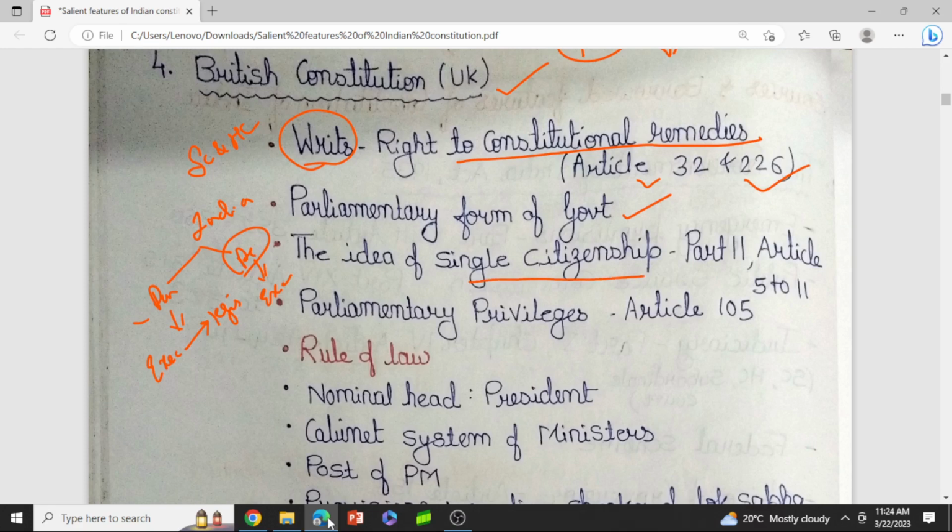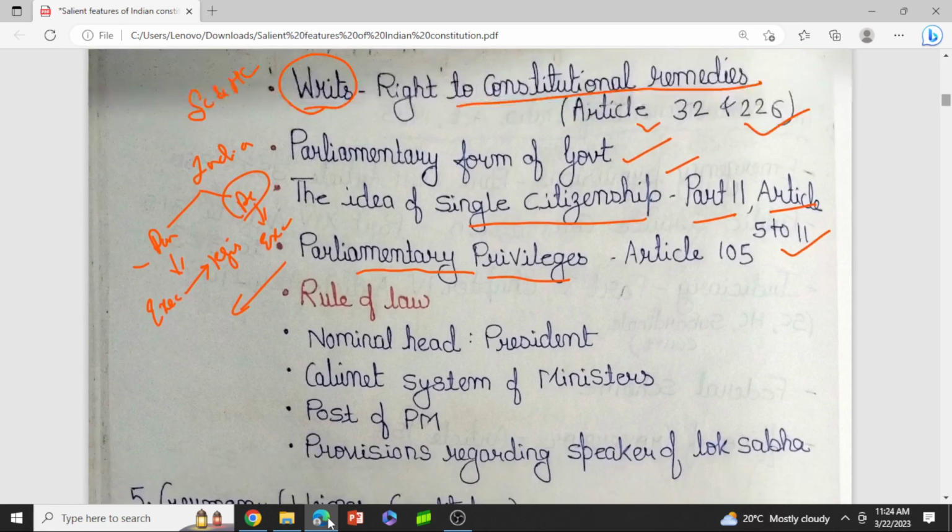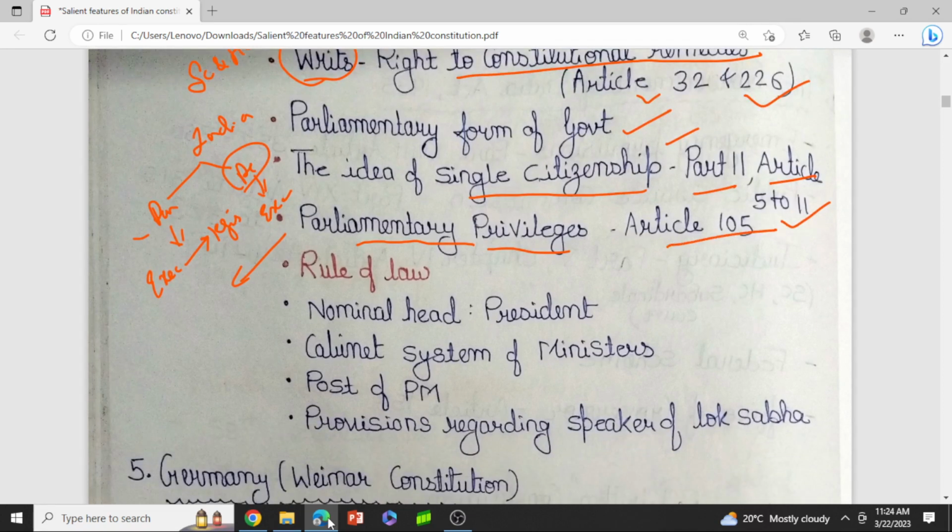The idea of single citizenship, part 11, article 5 to 11. So what is single citizenship? In India, we don't have a citizenship for state. A person belonging to India has only one citizenship, that is Indian citizenship. Parliamentary privileges. So the members of parliament, they enjoy certain privileges. The positions, the places, the positions within the parliament, they enjoy certain privileges. This is also taken from your UK and article 105.